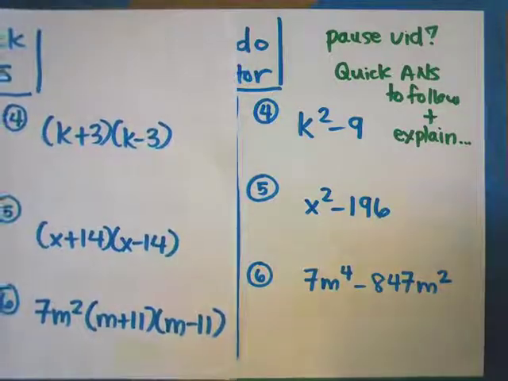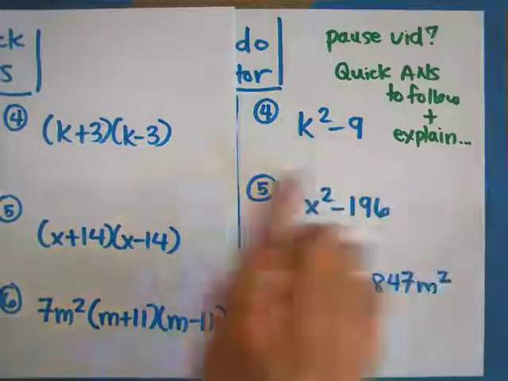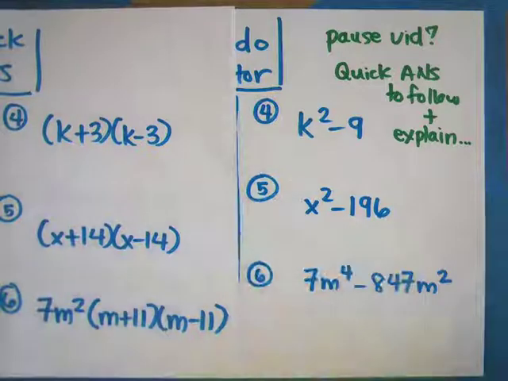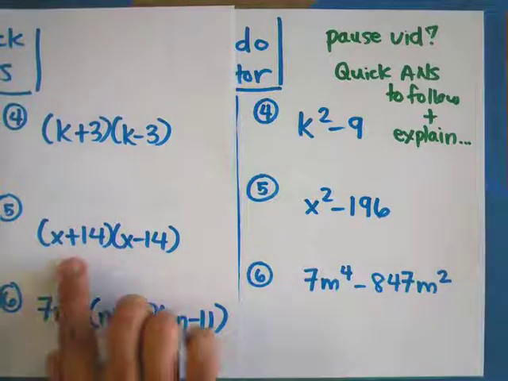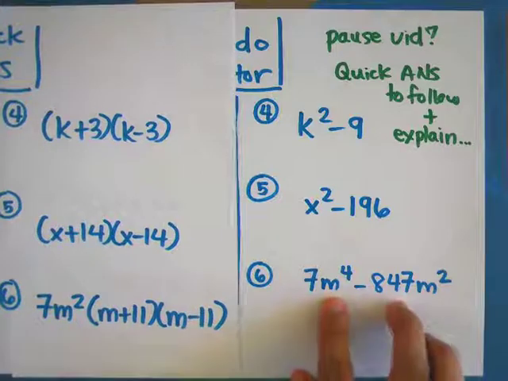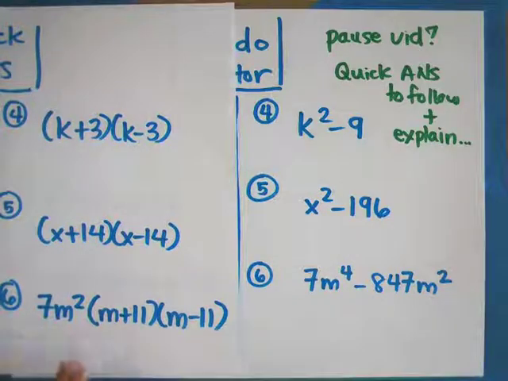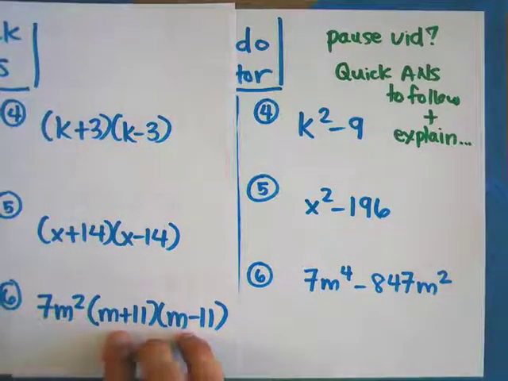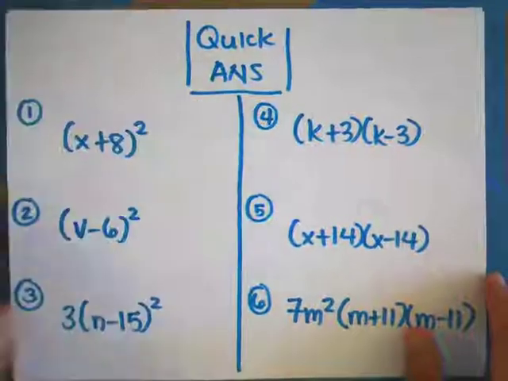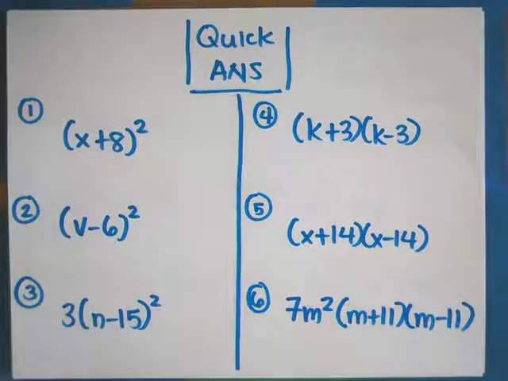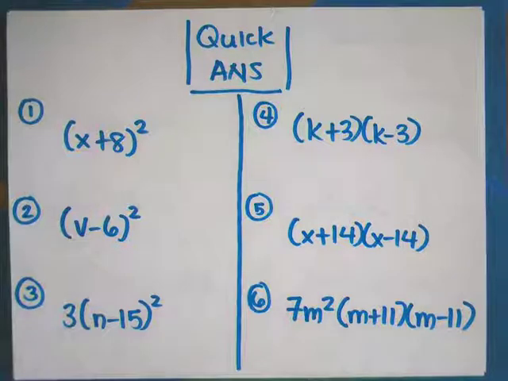The answer to k squared minus 9 is k plus 3, k minus 3. This one over here is x plus 14, x minus 14. And then for number 6, it is 7m squared times m plus 11 times m minus 11. Let me leave this up here, and then I'll do the explanations pretty soon. Okay, let me just go and explain.